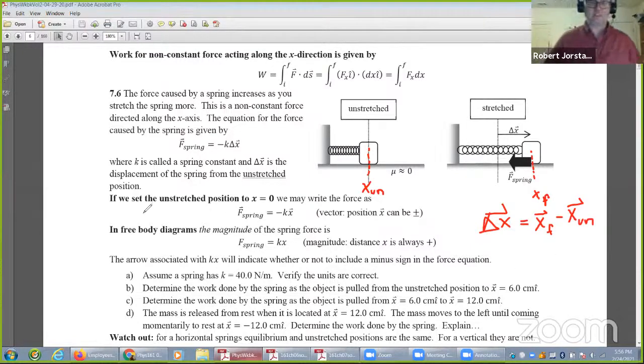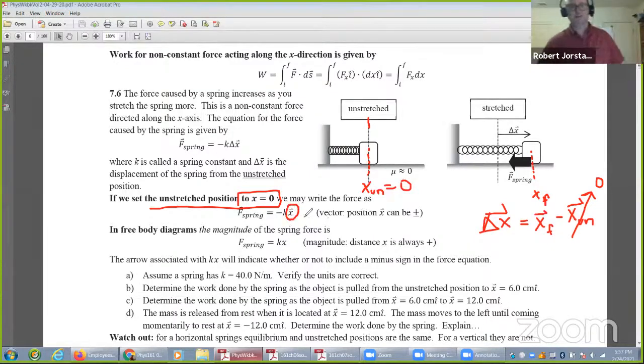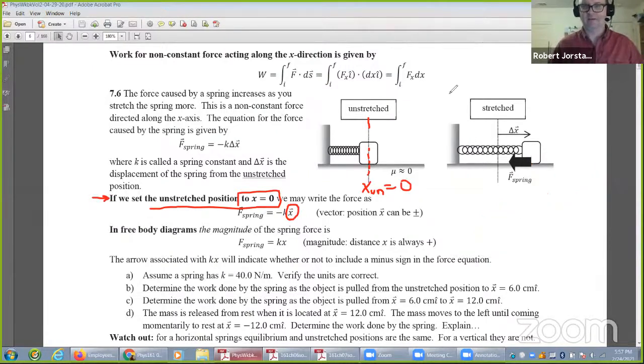Now, if we set the unstretched position to 0, that's going to get rid of the delta. So usually when you're doing spring problems, the first thing you do is figure out the unstretched position. Once you know the unstretched position, you set that equal to 0 so that you don't have to keep writing the delta X, and then we just have X here. That makes things a lot easier for us. You can choose any coordinate system you want, but this is the obvious one to choose for springs because X is a lot easier than delta X all the time.